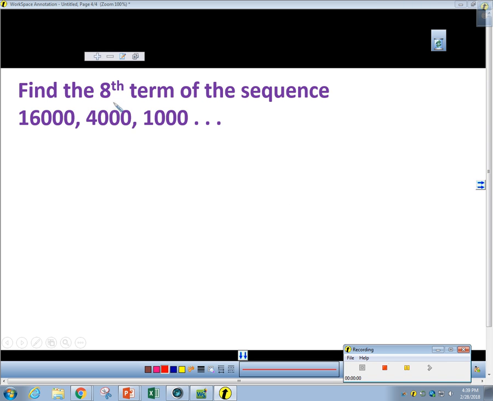All right. We have a sequence. We got to find the 8th term. That doesn't sound too hard. We only have to go to term number 8. Let's look at what we got here.